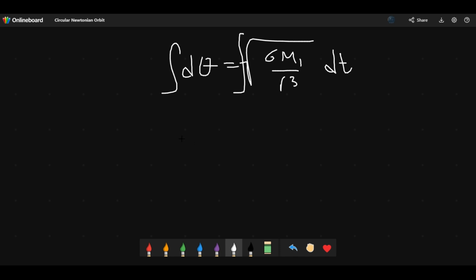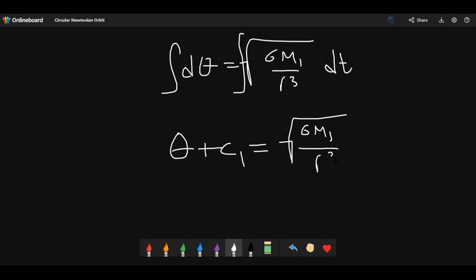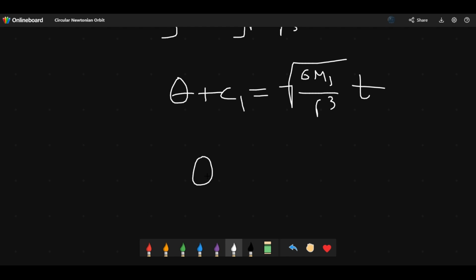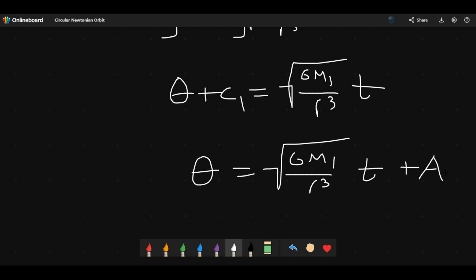There you go. So we have theta plus c1 equals root gm1 over r cubed. This is the solution to our differential equation. I forgot to put the t there. We can bring the constant to the other side. Theta equals root gm1 over r cubed times t, and label it a.